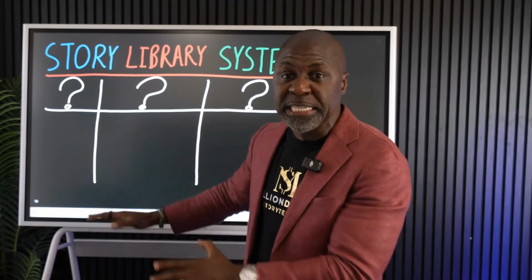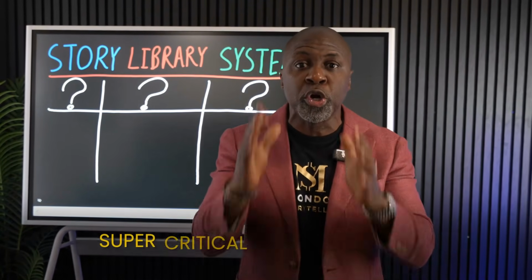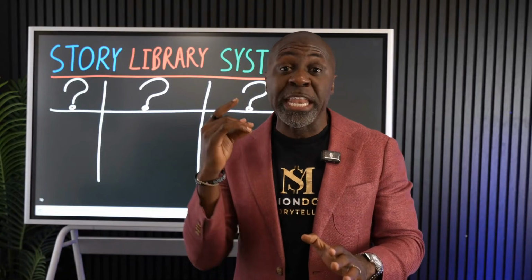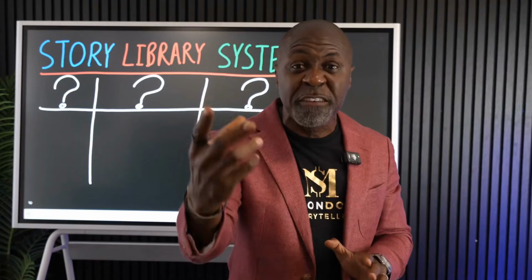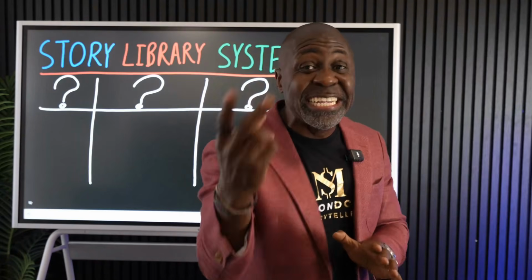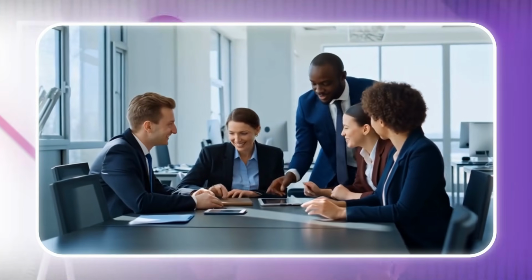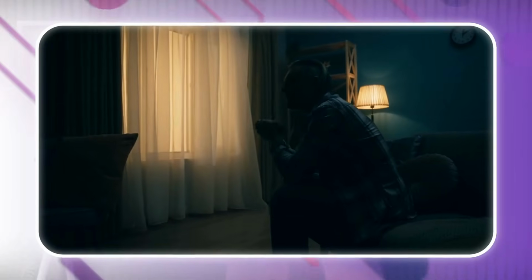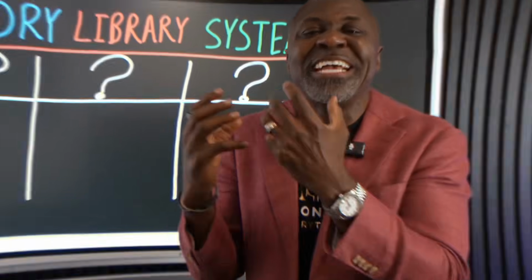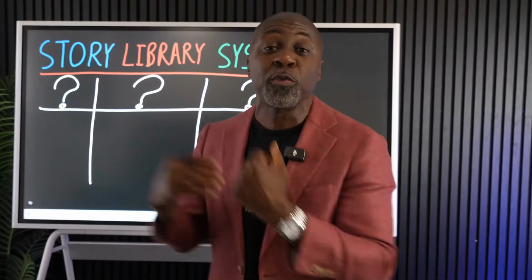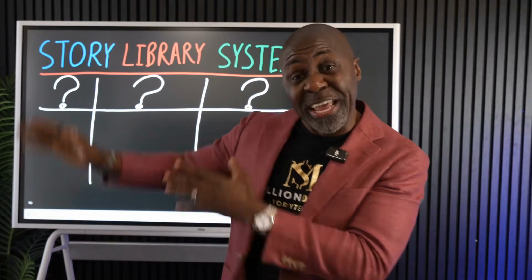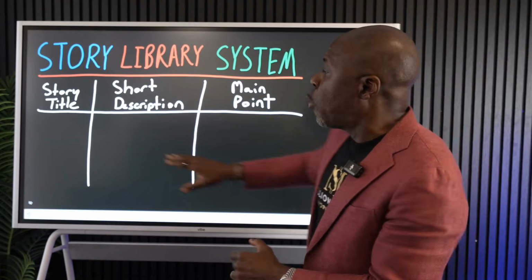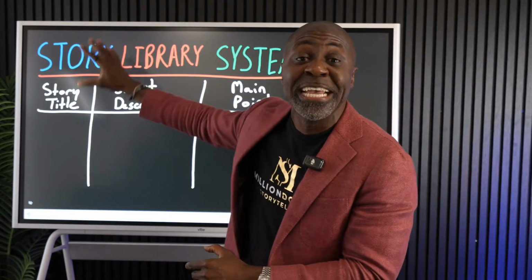Now, in this library system, the first column is super critical and super important because the first column is going to be the way that you retrieve. It is going to be your retrieval mechanism. You need an easy way to retrieve and recall the stories that you need to share. And part of the reason why we find ourselves going blank is because we don't have a simple process to retrieve the stories that we want to share. So in that first column, it's super critical. Here's what column number one is. Column number one is what I refer to as the story title.